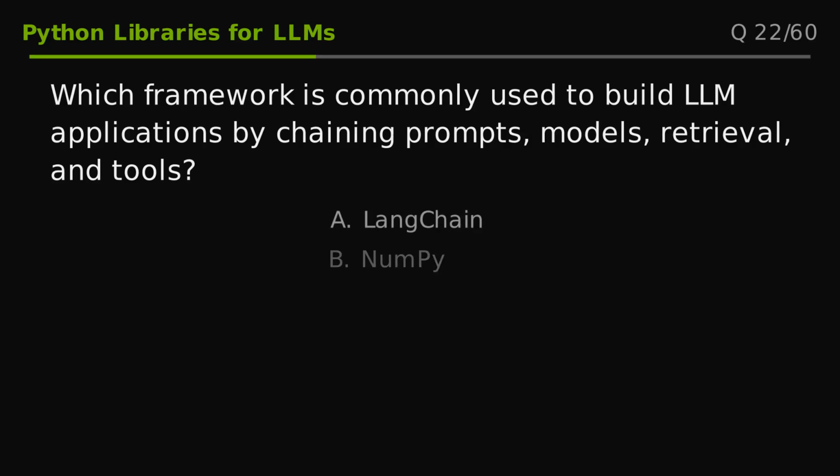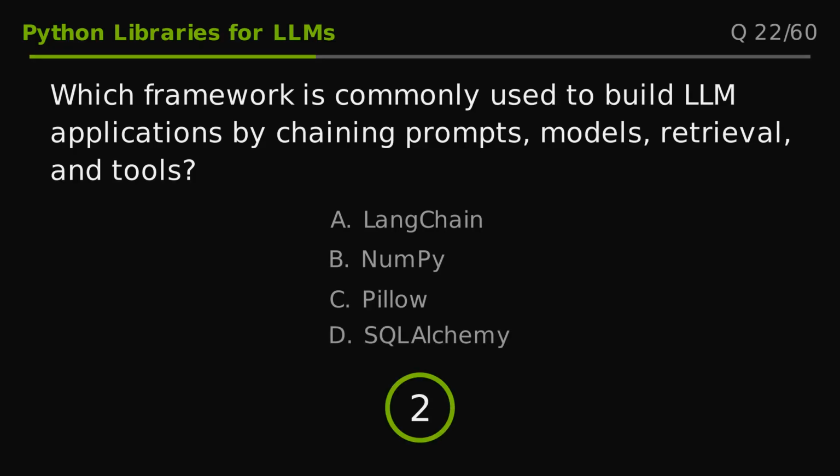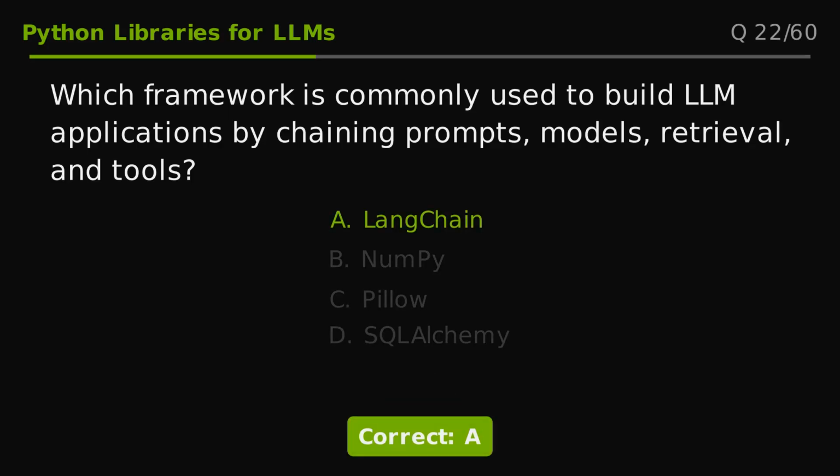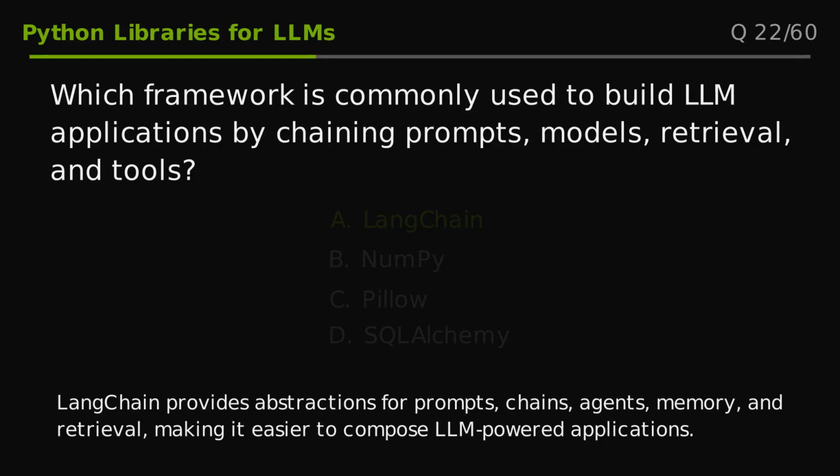Question 22. Which framework is commonly used to build applications by chaining prompts, models, retrieval, and tools? Option A: LangChain. Option B: SQLAlchemy. The correct answer is A. LangChain provides abstractions for prompts, chains, agents, memory, and retrieval, making it easier to compose LLM-powered applications.